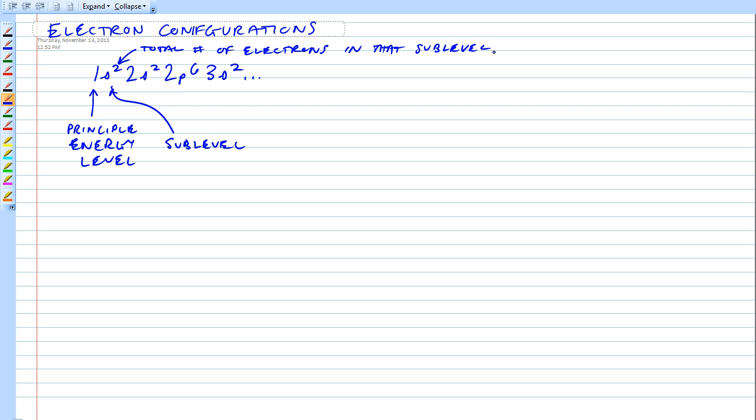Okay, now let's see how this works. We've already gone through the breakdown of principal energy levels, sublevels, orbitals, and spin, and how each electron in an atom has a certain set of properties, and no two electrons in an atom can have the same principal energy level, sublevel, orbital, and spin at the same time. So what we're going to do here is build an atom from scratch and see how the electrons would go into that atom.